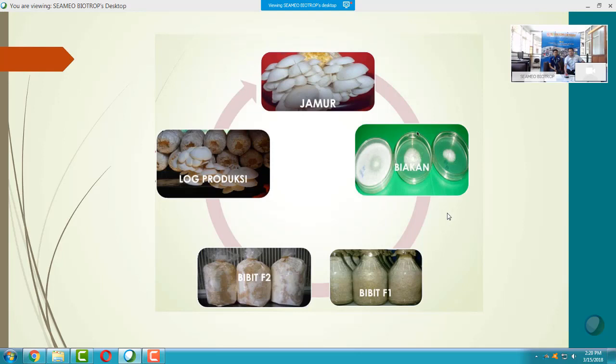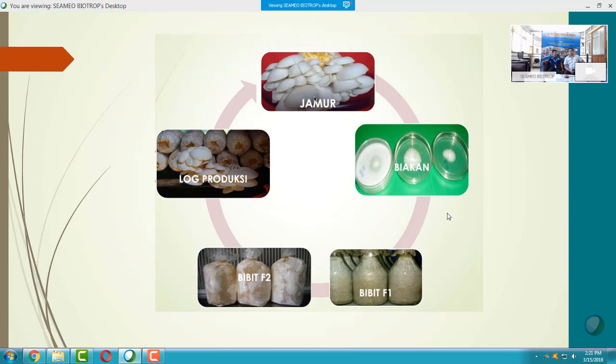So how many F1 can we make from this F0? From one petri dish like this one, it can create 25 F1 seedlings. And from one F1 seedling, it can create 25 F2 seedlings, and from F2, it can create 20 F3 seedlings, which are ready baglogs, ready to produce mushroom. From that we can create the mushroom itself, which is ready to be harvested or further processed into other products.